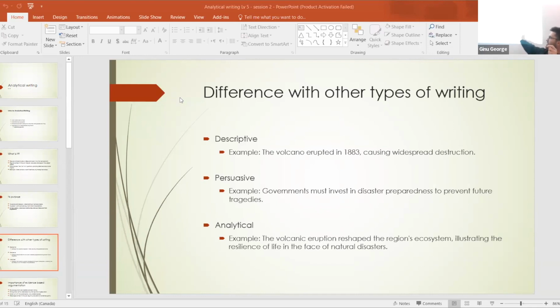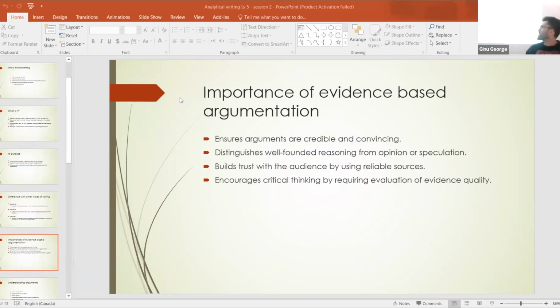For example, if you were to say governments must invest in disaster preparedness to prevent future tragedies, that's more like, as we'll see later, a prescriptive claim as opposed to a descriptive one. You're saying something about what should be done. You usually don't find these in descriptive essays, but in persuasive ones and analytic ones. In analytic writing and even persuasive writing, these two could really come together.